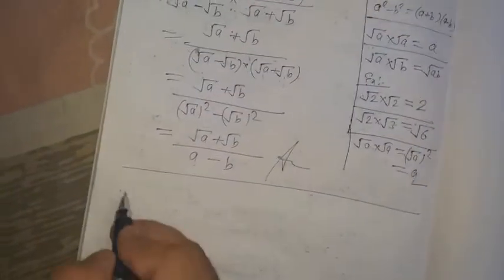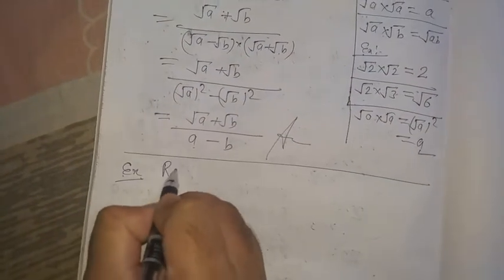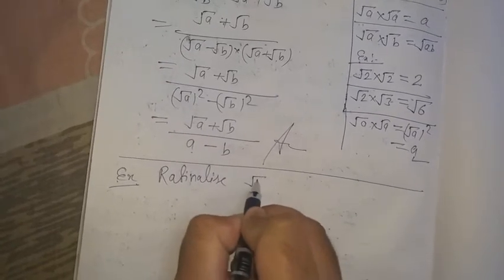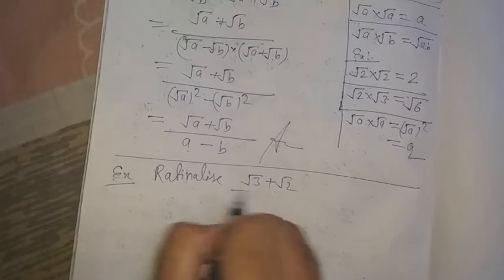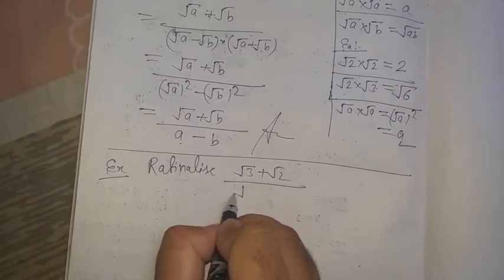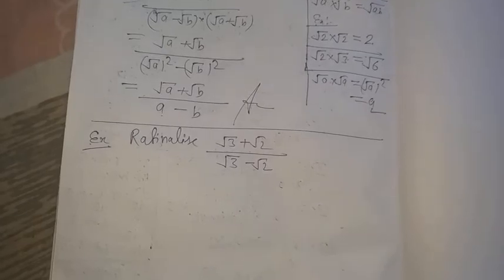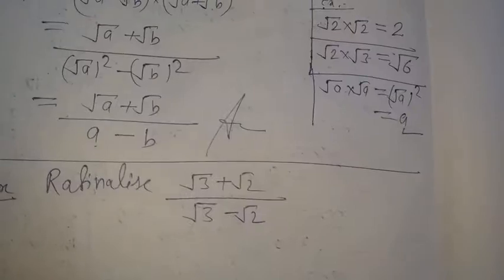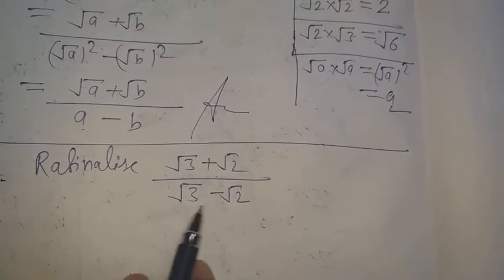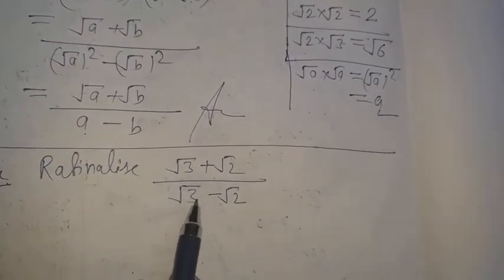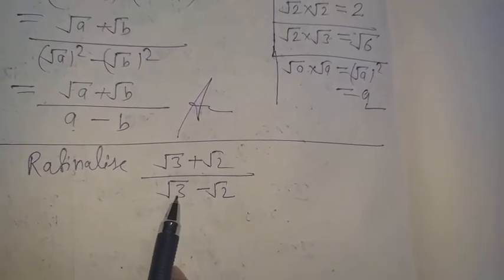As an example, there is a question: rationalize root 3 plus root 2 upon root 3 minus root 2. You have to rationalize this. Rationalize means you have to remove the root from this denominator. So how will you remove the root from the denominator?